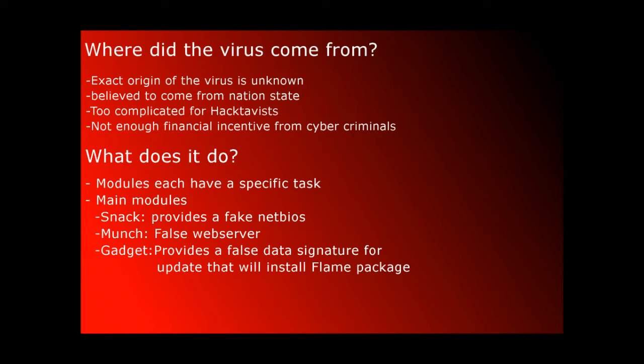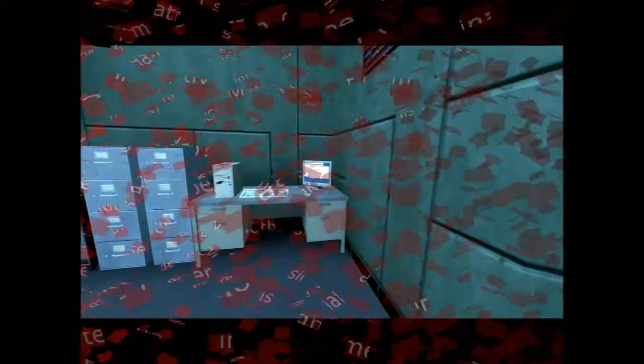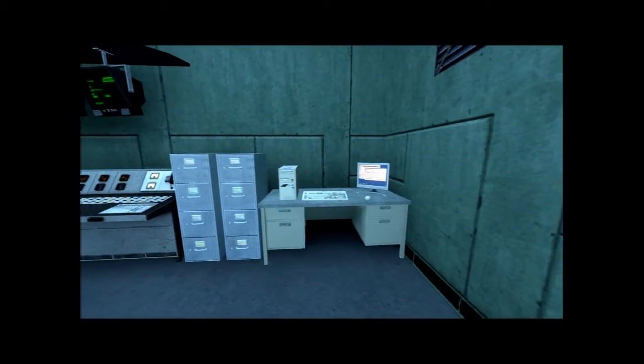Once the connection with Munch is established, the module monitors the target's activity until a request for Windows Update is submitted. Munch, upon receiving the request, receives a signed binary packet from Gadget in order to fool the computer into thinking that it is a legitimate update from Microsoft. Once the false update is installed, the Flame package is sent and installed on the target.